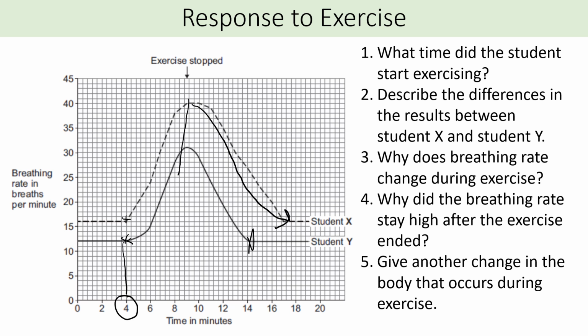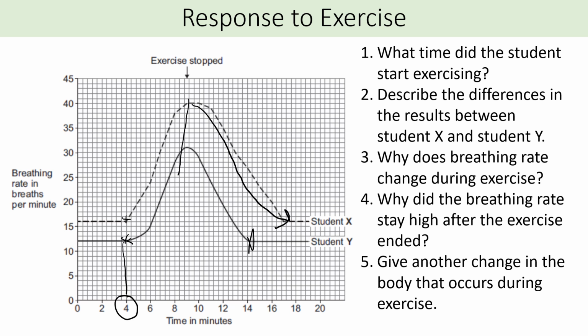Why does our breathing rate change during exercise? Breathing rate is going to increase to allow more oxygen to reach our muscle cells, as there is an increased demand for this due to the increased rate of respiration.